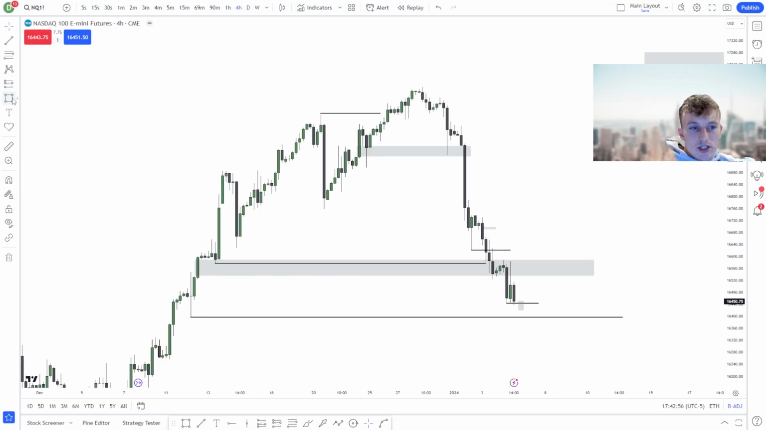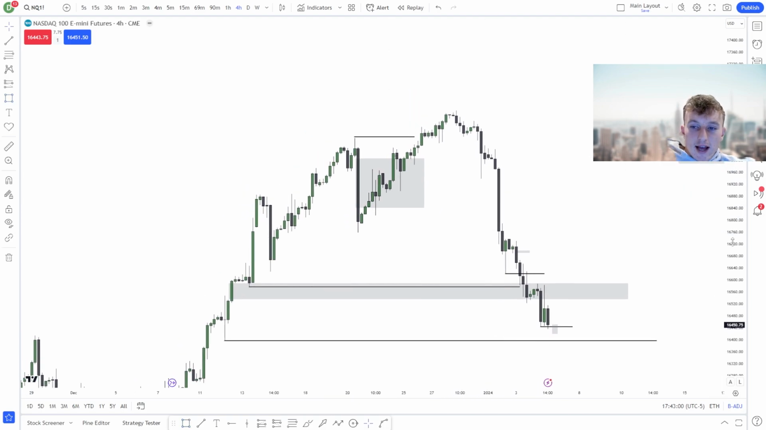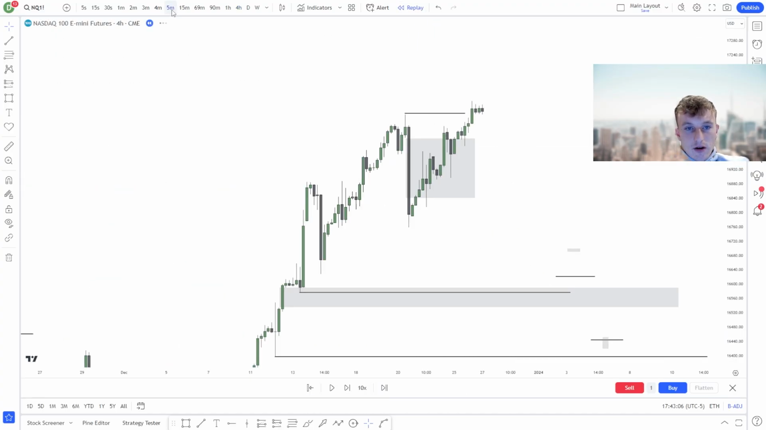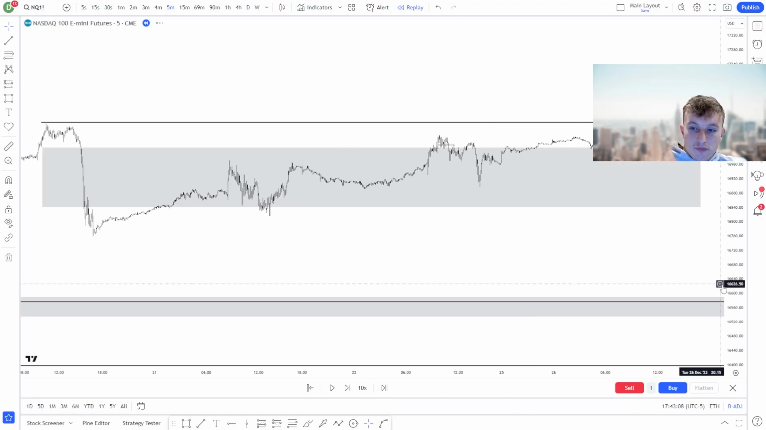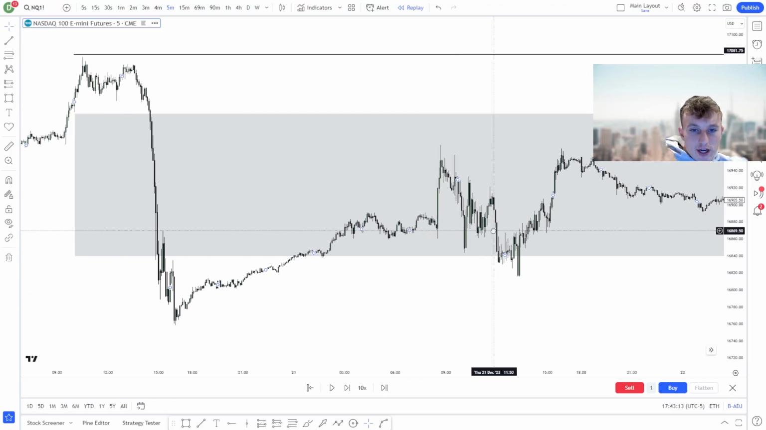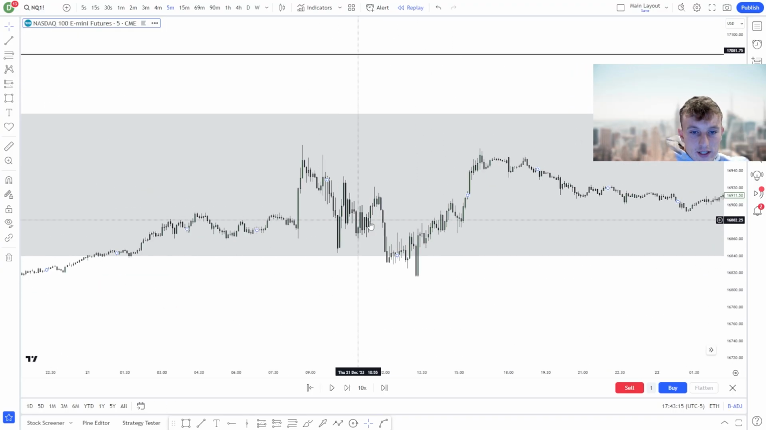Now, initially, people think we're going to reject this, and that's fine. But remember, the higher time frame is not telling us if we're bearish or not. It's the lower time frame. So if I just go back to this and go to the 5-minute, I'm just going to look for a New York session only. So we have a New York session here. We do get a short setup here.